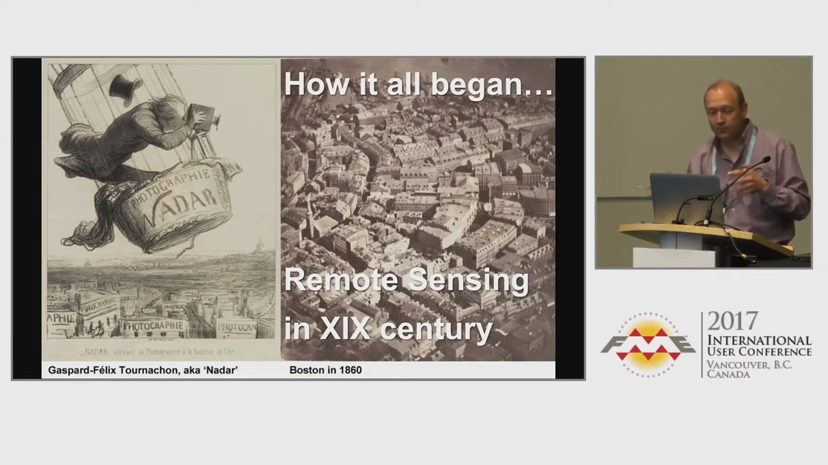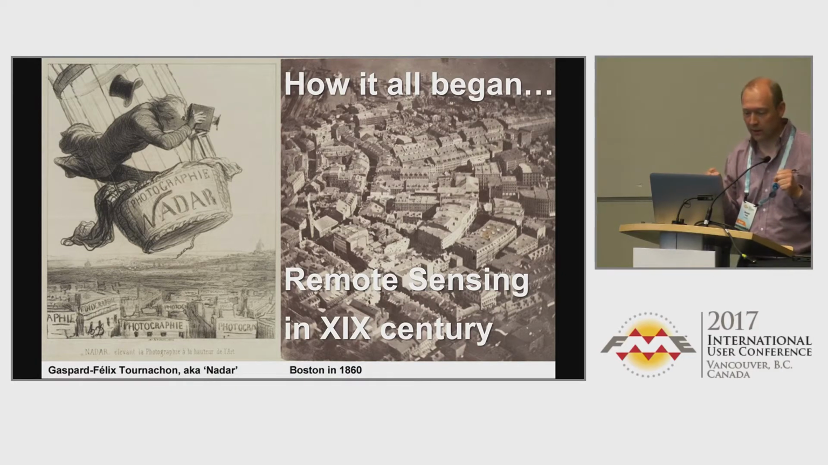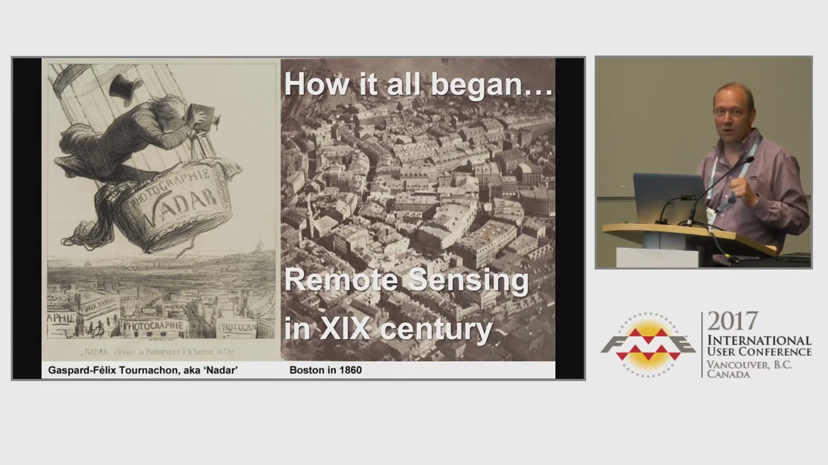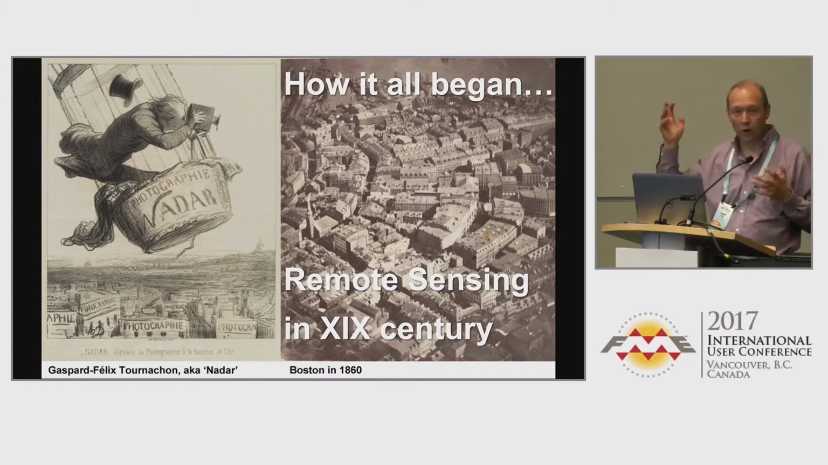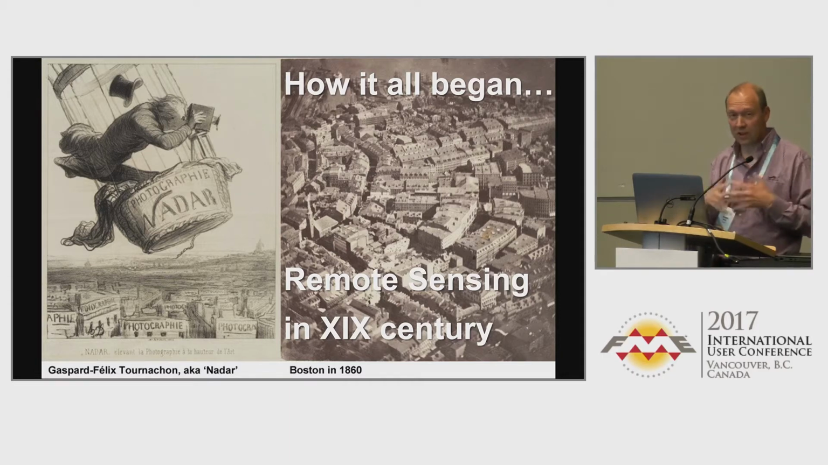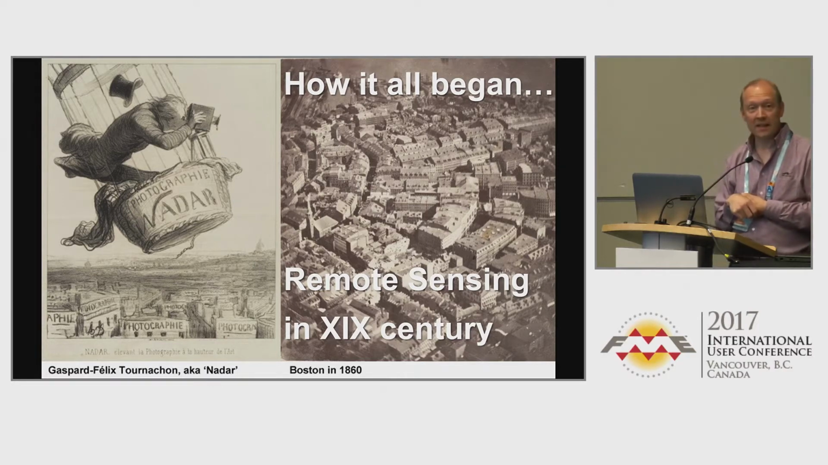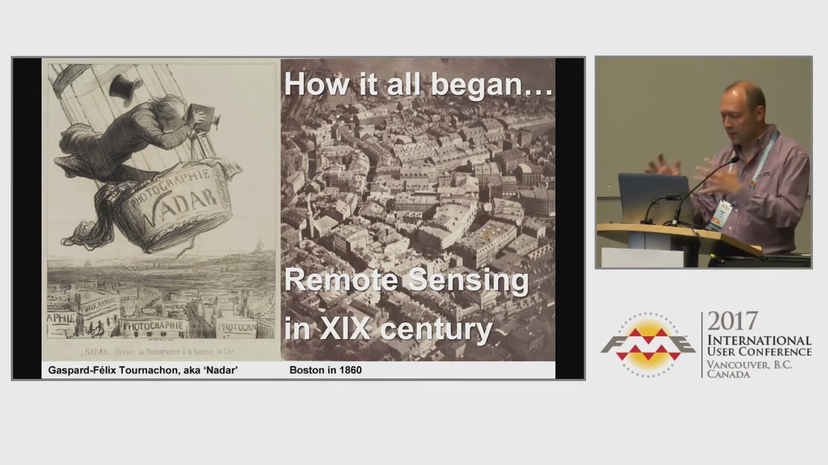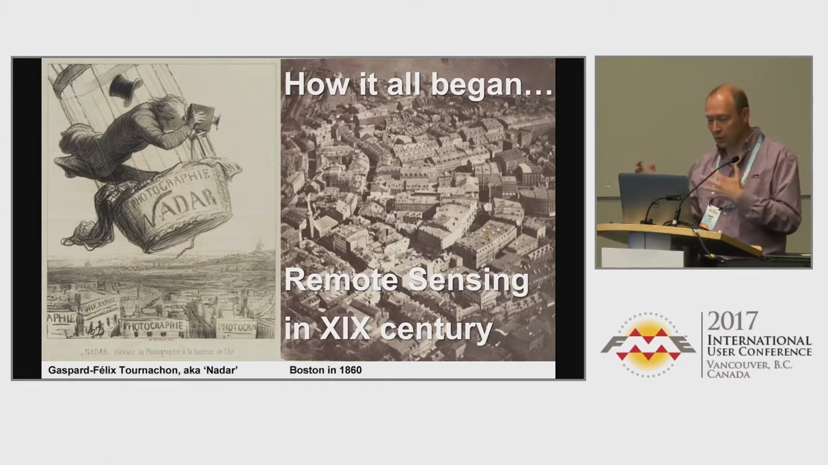So how it all began, this French person, Gaspard Félix Tournachon, correct me if I'm wrong with that, also known as Nadar, patented the idea in 1856 to take a camera to a hot air balloon, fly over Paris and take some pictures, and he did it 2 years later. Unfortunately, those images didn't survive these 160 years, but we have some pictures taken in 1860 in Boston, so that's one of the first aerial or remote sensing pictures. So that's how we began doing remote sensing.